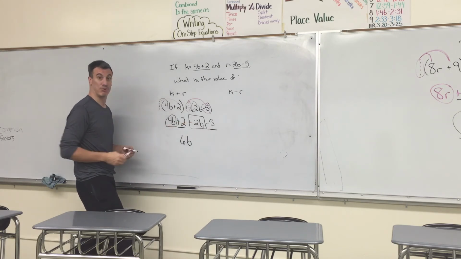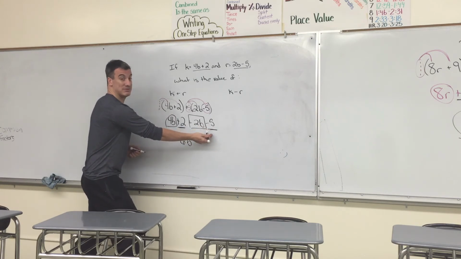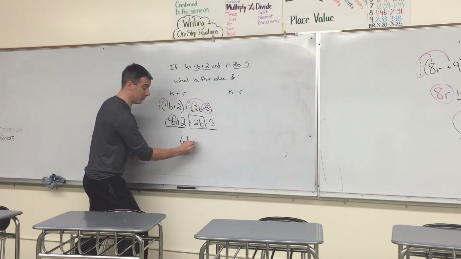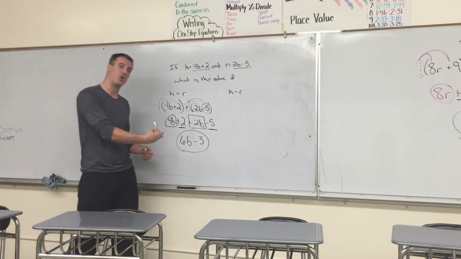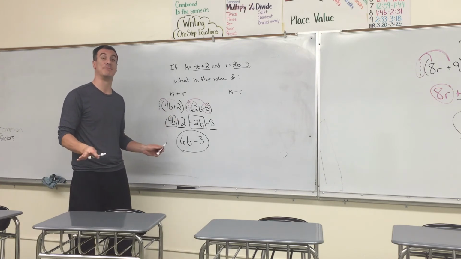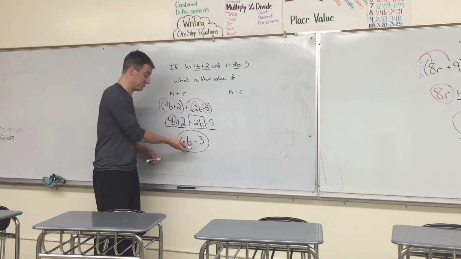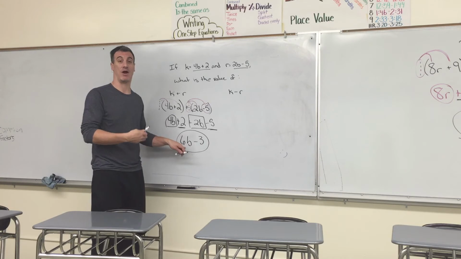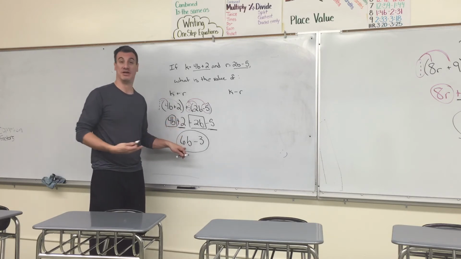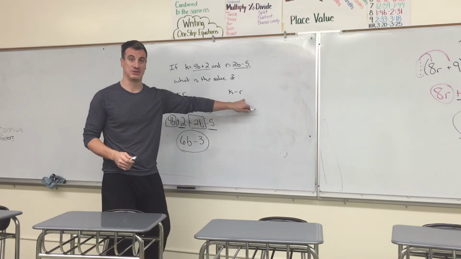So I combine my b terms. Now I look at my constants, 2 and negative 5. Well, that means I have more negatives than positives, so I know it's negative. 5 minus 2 is 3. And that's as far as I can go here, so my problem is simplified as far as possible. Remember, we do not solve these problems because I don't know what b is, so I can't solve. But I can simplify, or I can evaluate, or I can put into simplest form. Our next problem, k minus r.